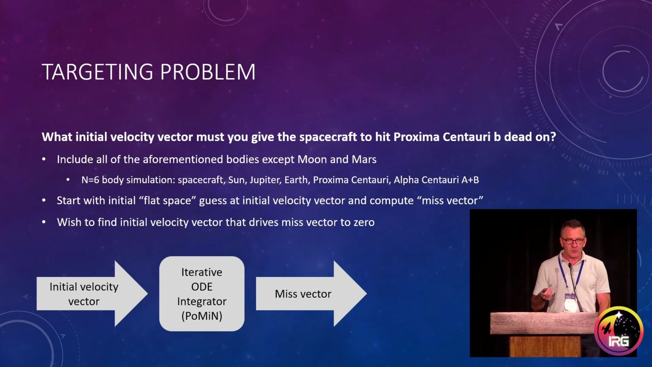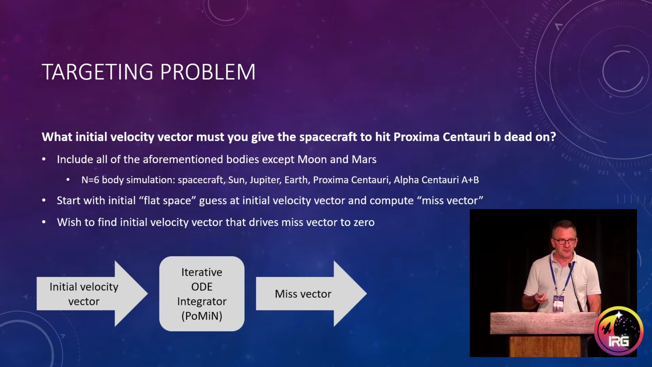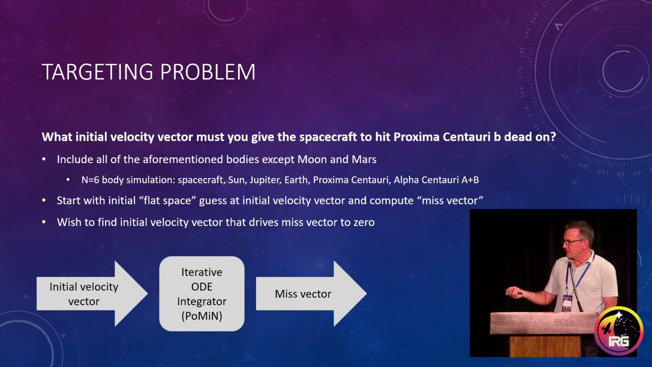So we included the 6 bodies that I mentioned: the spacecraft, Sun, Jupiter, Earth, Proxima Centauri, and Alpha Centauri AB barycenter. And you start with an initial guess at what would get you there. You compute the trajectory, and you compute the miss vector, how far you miss it by. And what we wish to do is find the initial velocity that produces a miss vector of 0.